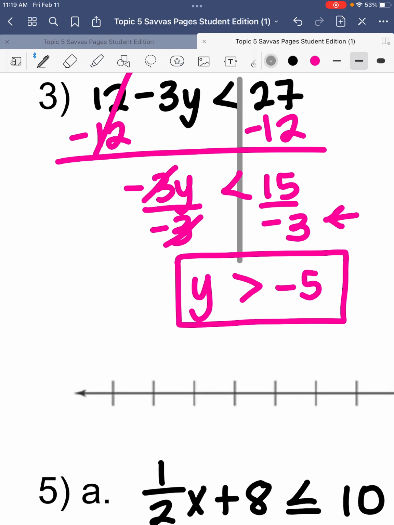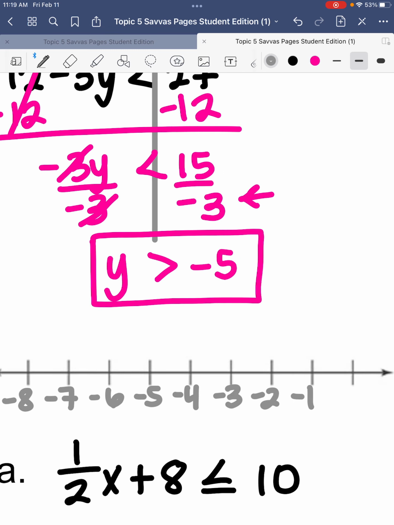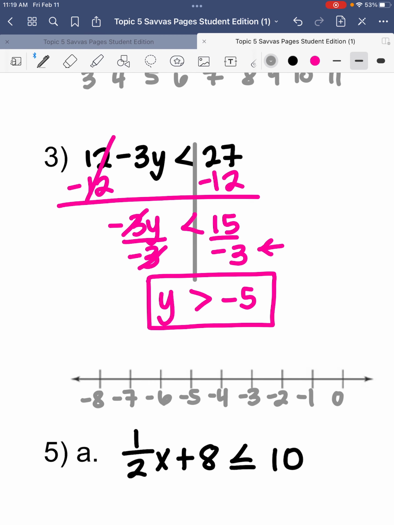So I'm going to start with negative 8, negative 7, negative 6, negative 5, negative 4, negative 3, negative 2, negative 1, and 0. So at negative 5, I need an open circle because there's no line underneath my symbol, and I want to shade all the numbers that are bigger. So I'm shading towards 0. And I'm even going to shade my arrow because I know that my solutions keep on going.